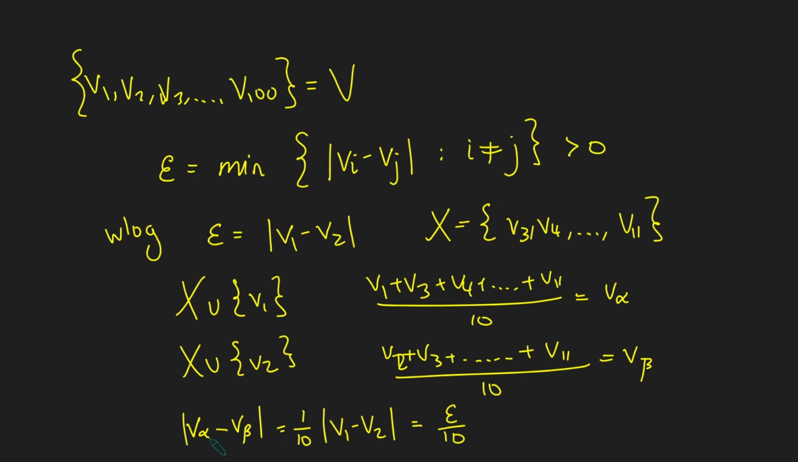But hold on a minute, we found a pair of position vectors, or a pair of coins, whose position vectors are epsilon over 10 apart. But this contradicts the fact that epsilon is supposedly the minimum distance between pairs of vectors, and we arrive at a contradiction. And that is the solution to this problem.